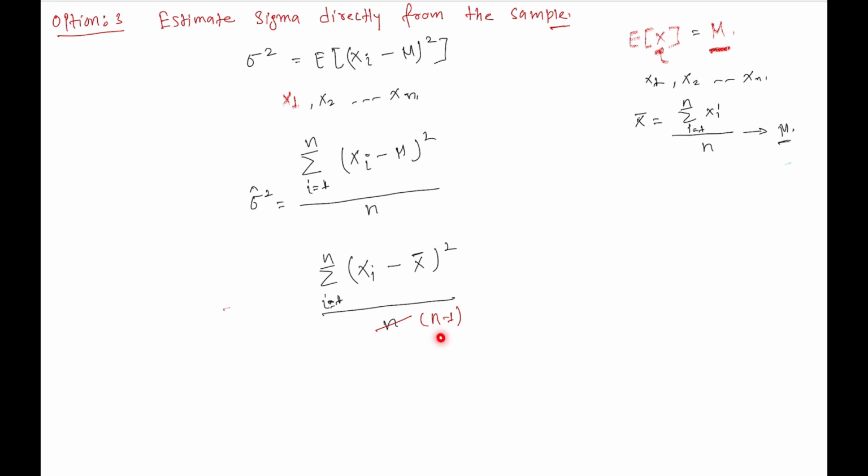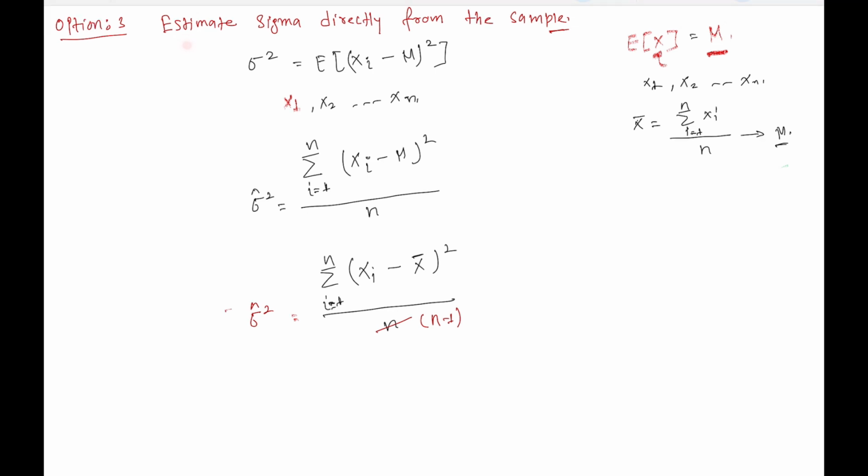Anyhow, whatever factor you use, 1 divided by n or 1 divided by n minus 1, for a large value of n the estimated variance will converge to the true variance of the population. So we estimate sigma directly from the sample. This is sigma square, that is, the estimate of the variance. If we have to find sigma, that is the standard deviation, we can just take the square root of that and we will have sigma.